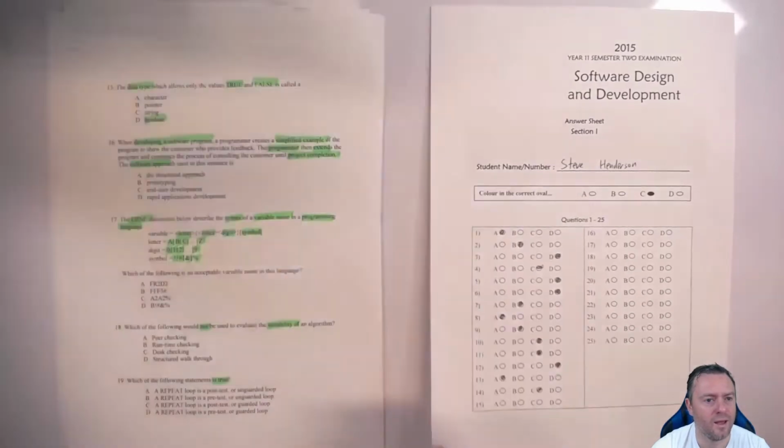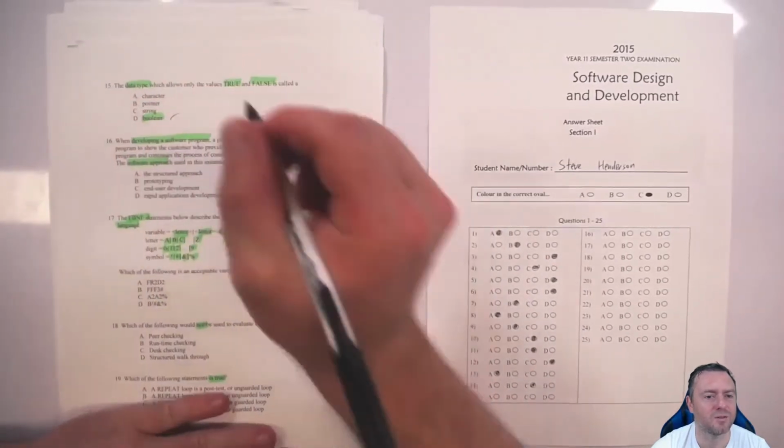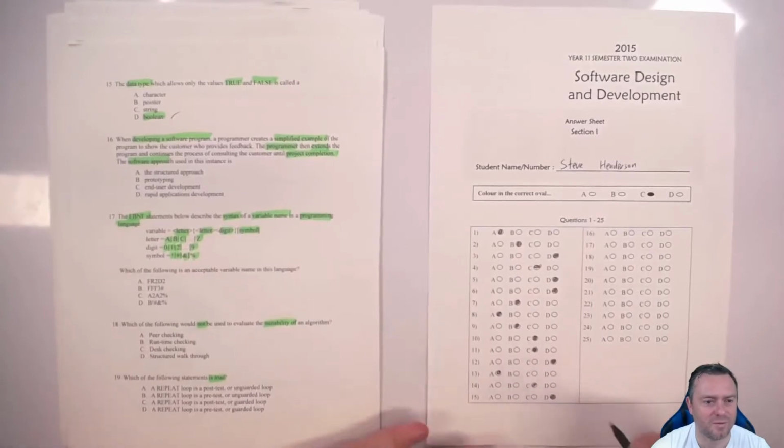Cool. And there we go. So the data type whose only values are true and false is Boolean. We just worked that one out before, so that's 15.